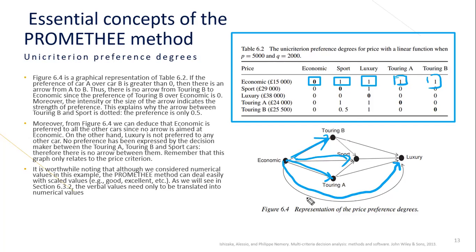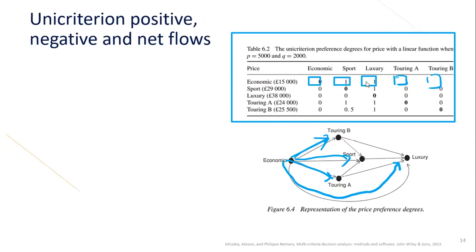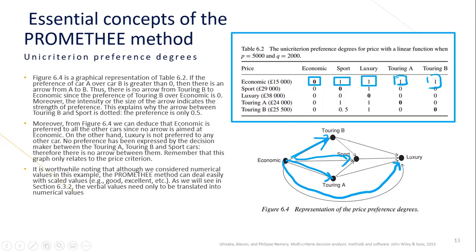You see that this is the graph for economic, and after that you update the new graph for the sport. For example, from sport you only have one output, which goes to the luxury. So here sport to luxury, and then luxury, you see that luxury doesn't have any arrow, so they don't go anywhere from here in terms of price.